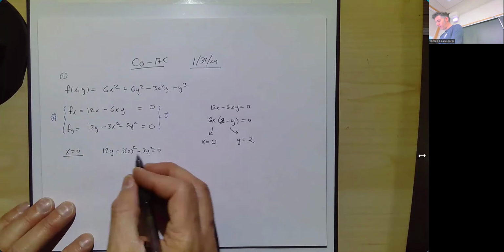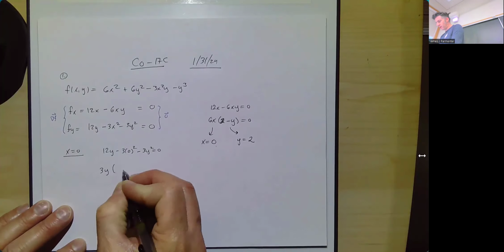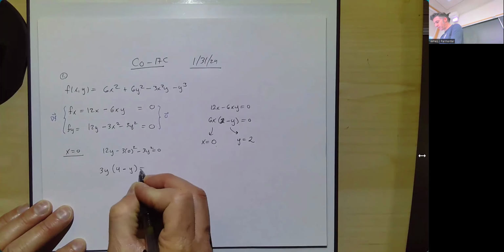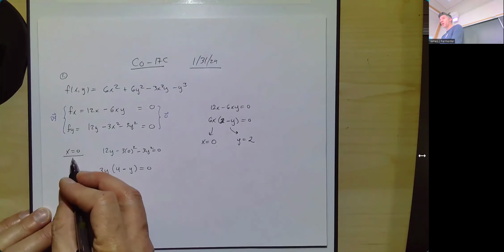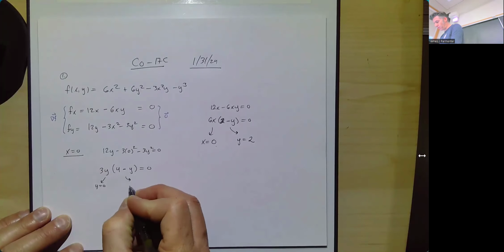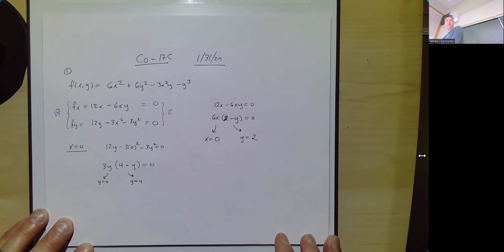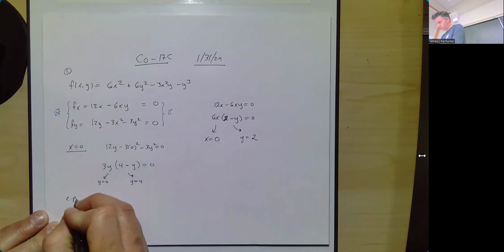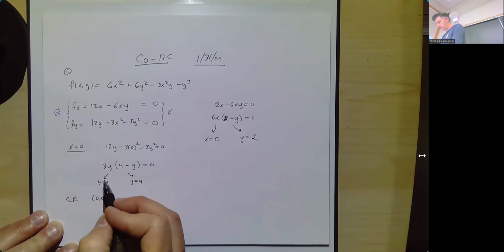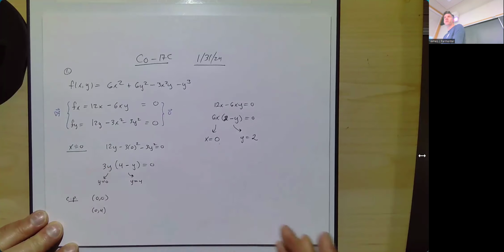So I've got 12y minus 3y squared equal to 0. I'm going to factor out a 3y. I'm left with 4 minus y. So when x is 0, I get y equal to 0 or y equal to 4. This is actually going to give me 2 critical points. My critical points from this are going to be (0, 0) when x is 0 and y is 0, or (0, 4) when x is 0 and y is 4.